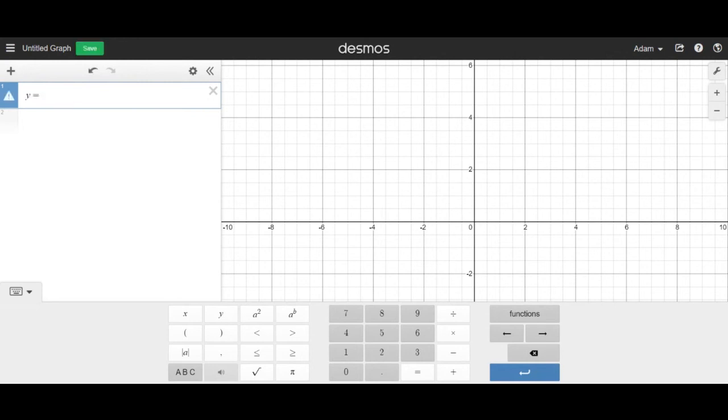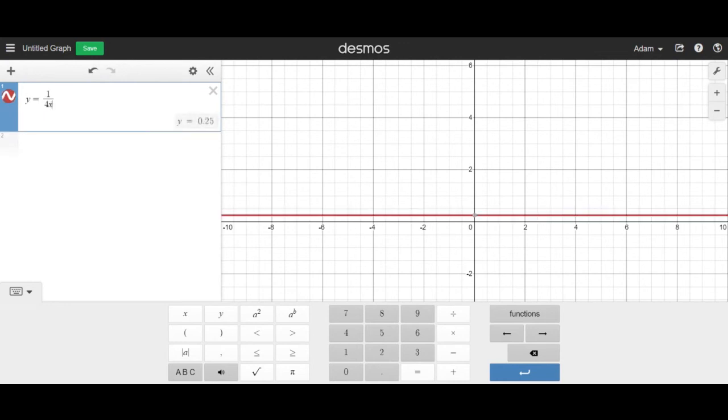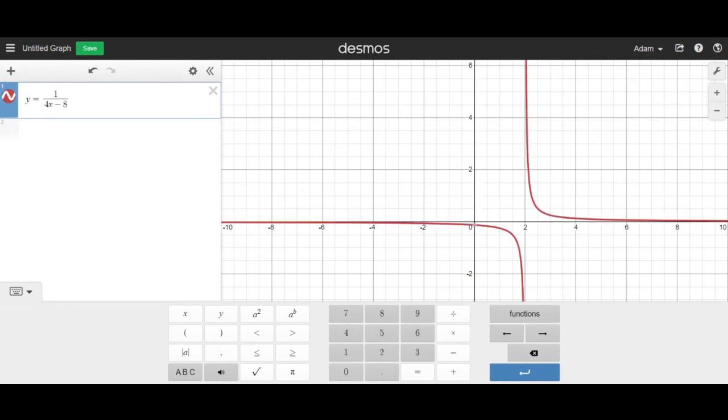We have y equals 1 divided by 4x minus 8. I think that's what we have. Yeah. I think that's right. Let me check. Yeah, that's right. Okay. But this is the graph you get. So this is what the graph looks like.